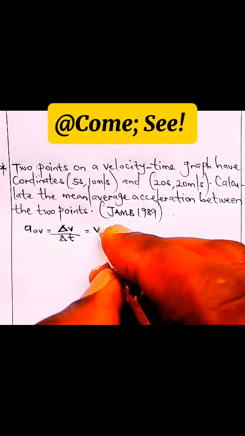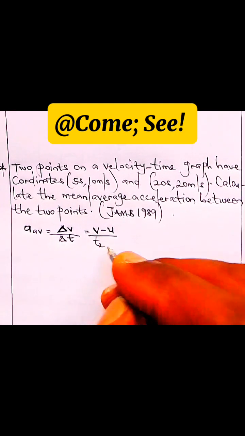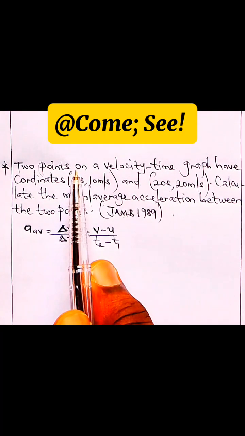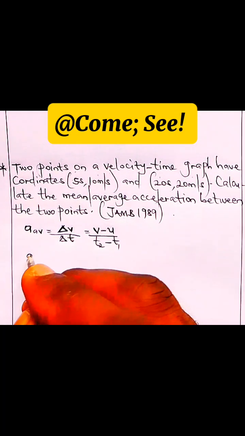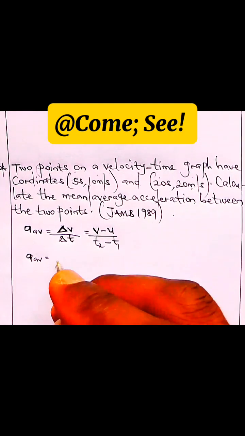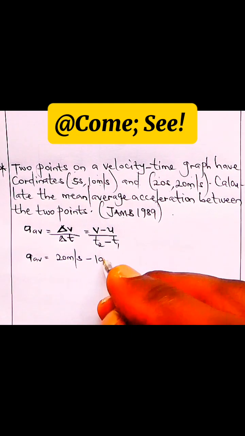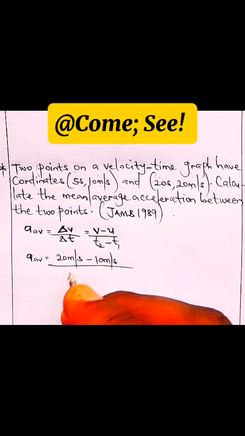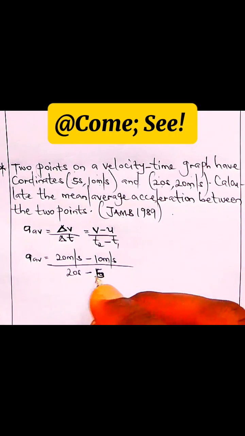That will be final velocity, velocity 2, minus initial velocity, velocity 1, over final time minus initial time. As you can see, this is time 1, velocity 1, time 2, velocity 2. So average acceleration right now is, what's the final velocity? 20 meters per second minus initial velocity 10 meters per second, all over final time 20 seconds minus 5 seconds, I beg your pardon, the initial time.